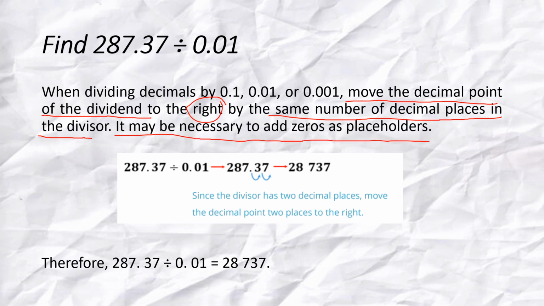So 287.37 divided by 0.01, since there are two decimal places in 0.01, you move the decimal point of 287.37 two times going to the right. So it will become 1, 2. So the decimal point now will be located at the last part of your given number. So the answer now for 287.37 divided by 0.01 is 28,737.